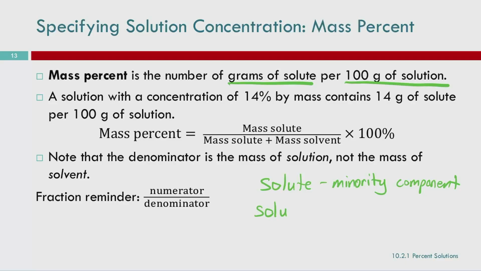And solution is solute or solutes plus solvent. It's the whole thing, the whole mixture. A solution with a concentration of 14% by mass contains 14 grams of solute per 100 grams of solution. Here the denominator, this bottom term, is mass of solution. I've written it out as mass solute plus mass solvent.